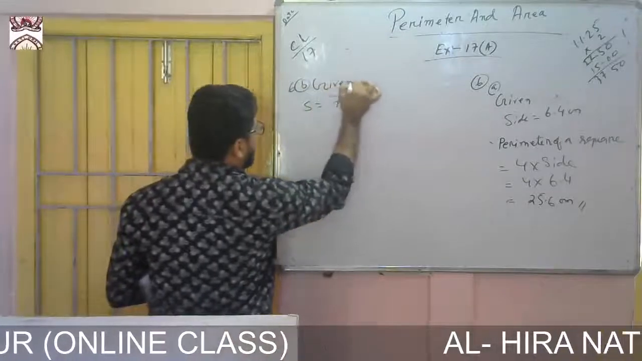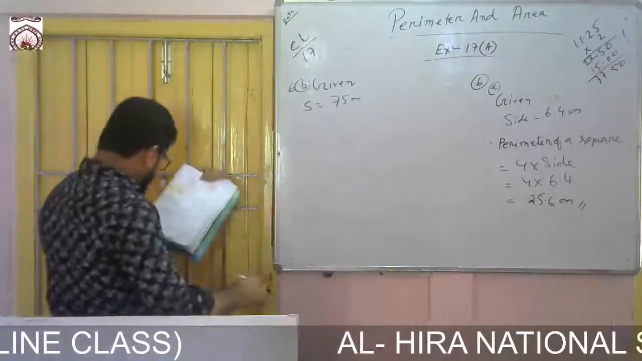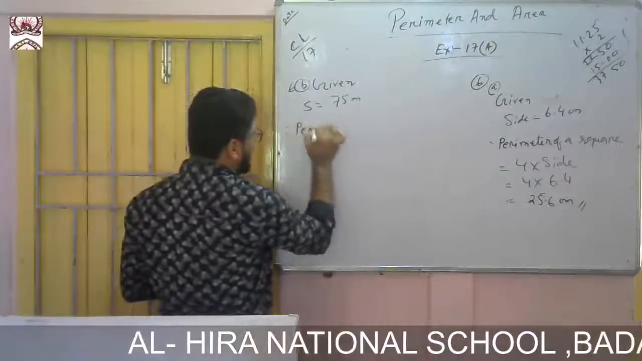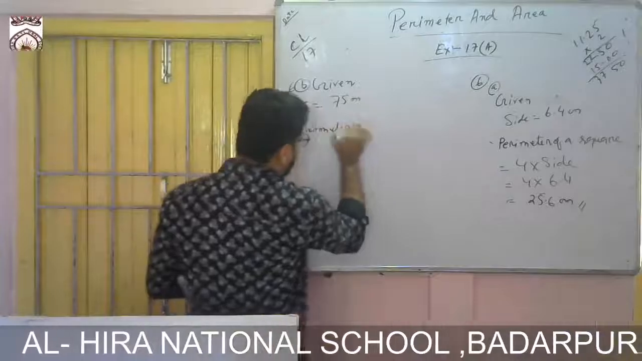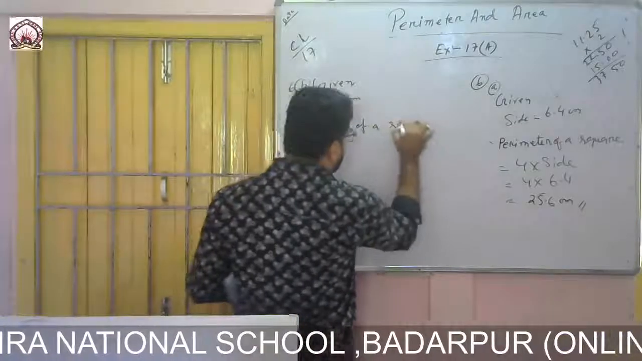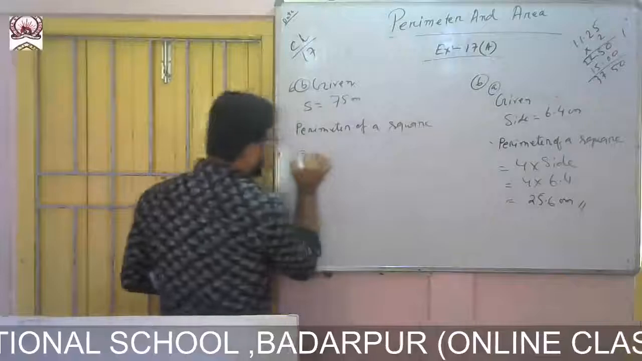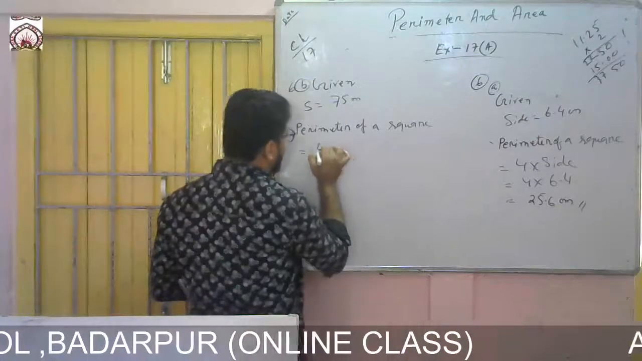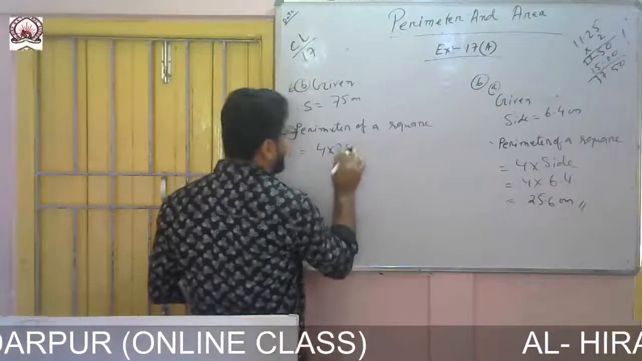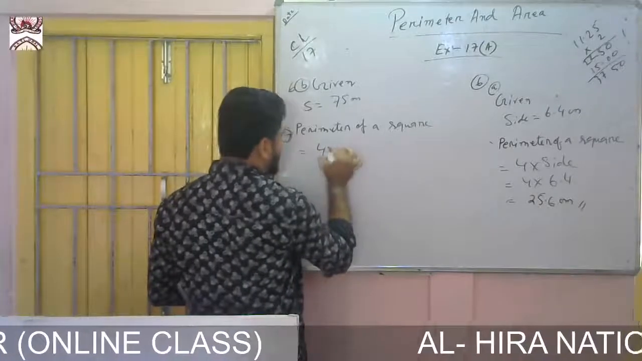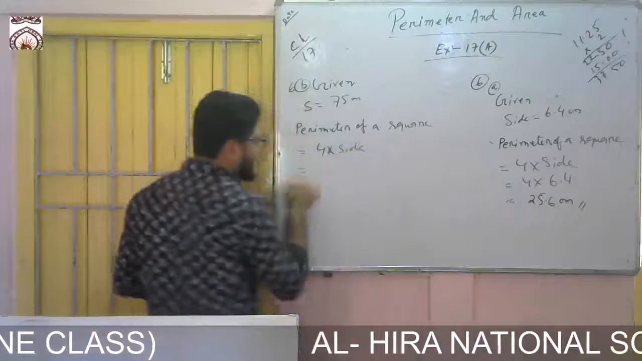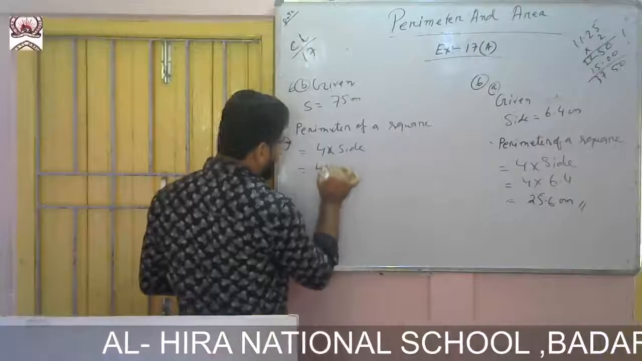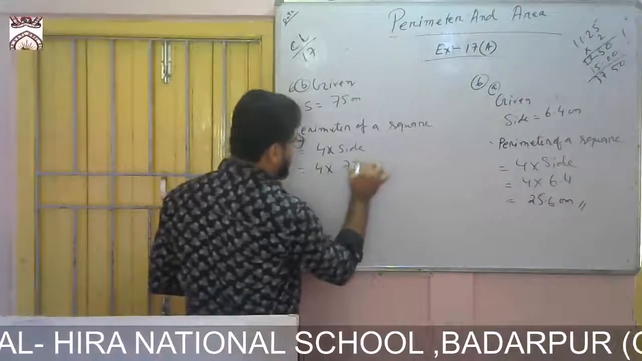Okay, I am not writing. Given S equals to 75 meter. Therefore, perimeter of a square equals to what? 4 into side. Perimeter of a square equals 4 into side. So 4 into side, which is 75 meter.